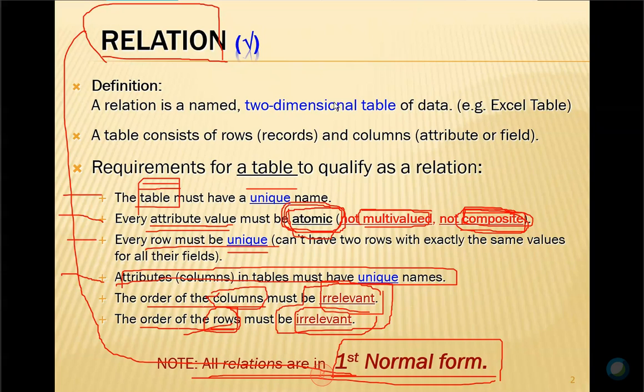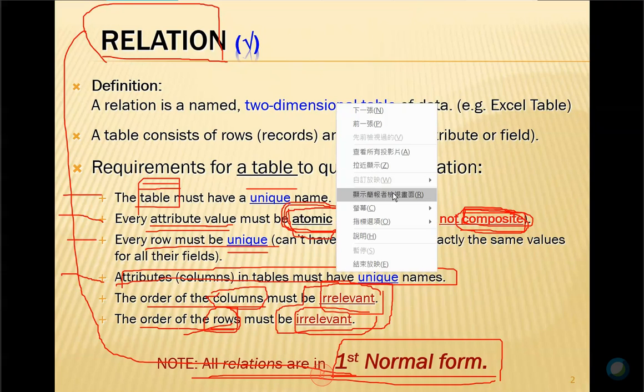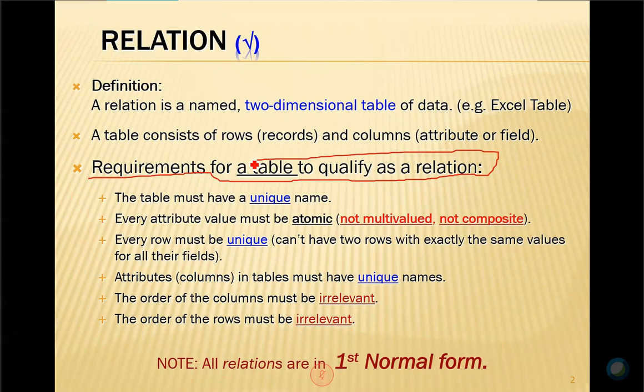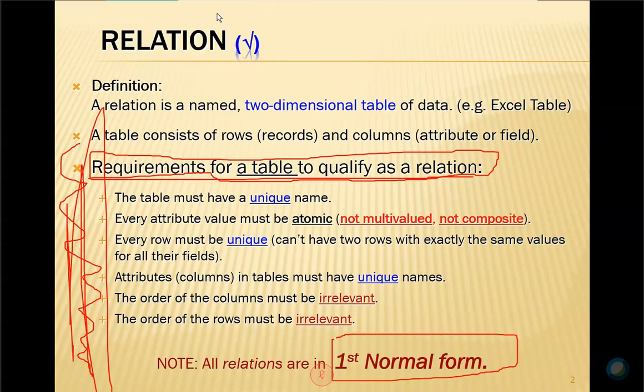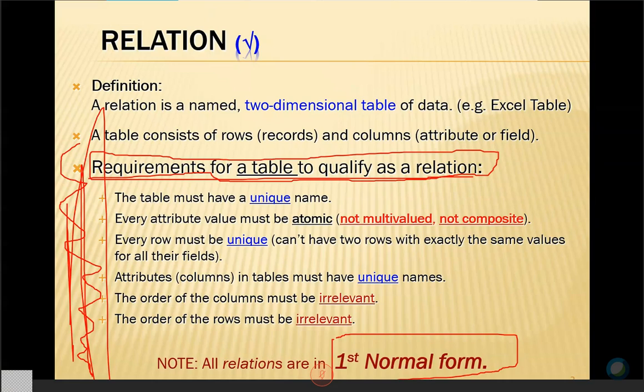So this is very, very important. You need to know the requirements for a table to qualify as a relation, or to qualify as a first normal form. Okay, so I need to switch back. Are you comfortable right here? Any question about the requirements for relations? Any question?